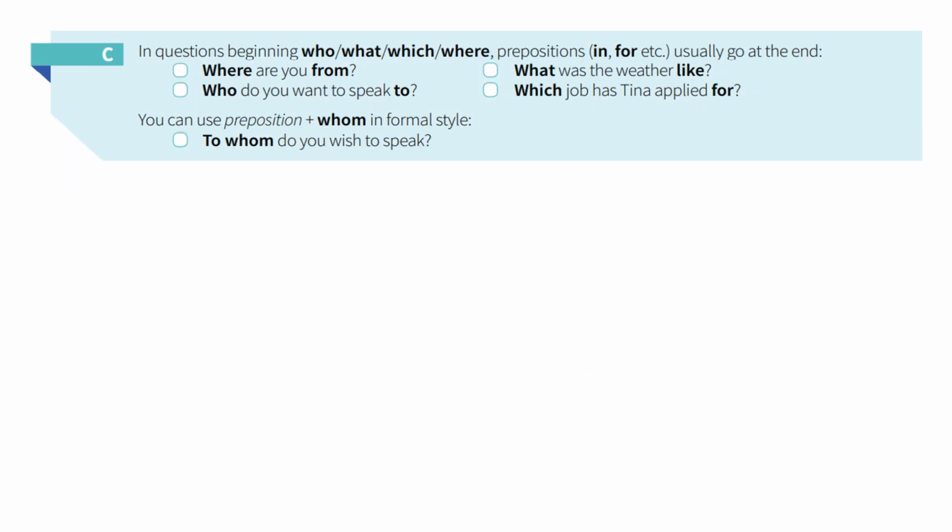In questions beginning who, what, which, and where, prepositions in, for, etc. usually go at the end. Where are you from? What was the weather like? Who do you want to speak to? Which job has Tina applied for? You can use preposition plus whom in formal style. To whom do you wish to speak?